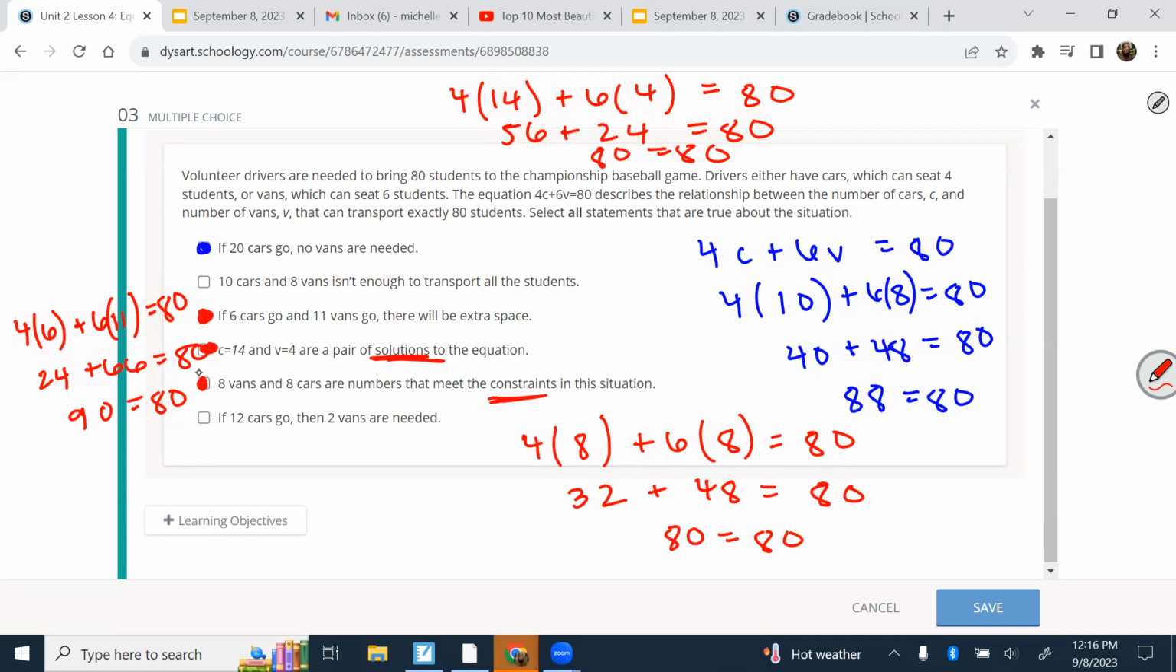And then if 12 cars go, then 2 vans are needed. So let's see. 4 times 12. I'll hold off on the V so far. But what's 4 times 12? 48. So I could also plug in 2 here and just see if that's true. I'll do it a different way. I'll solve for V and see exactly how many I need. And in order to do that, I have to subtract 48 from each side.